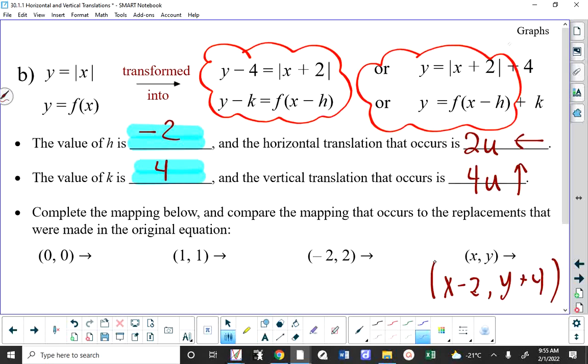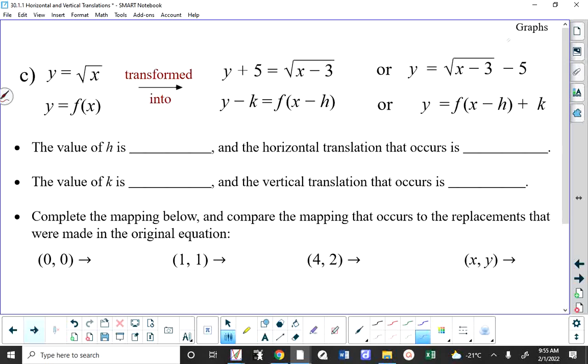So could we do all this mapping? Well, let's take 2 away from 1. Let's add 4 to 1. Quite frankly, I don't care if you want to write in the actual numerical values for those points. Now, there's something else we haven't done, and we will. It also says to make a comparison here, and we will get back to that once we've done all 4. I want you to take a look at this. I want you to fill in h, k, what you believe the horizontal translation is, what you believe the vertical translation is, and I also want you to write down what you think the mapping of (x, y) is.